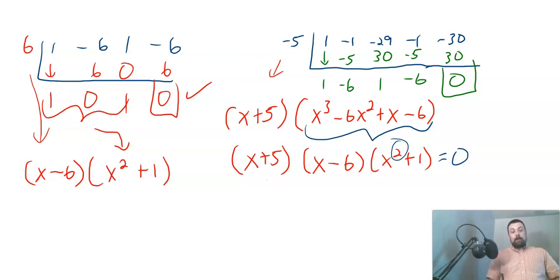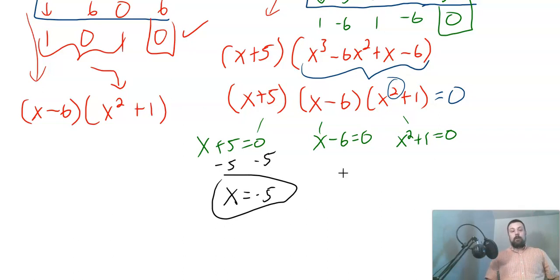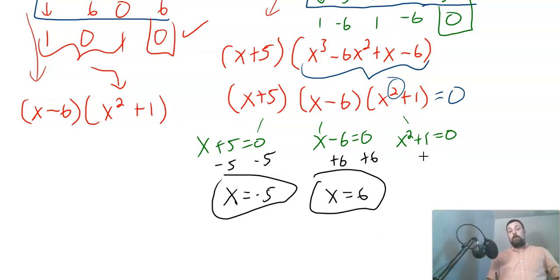And then each factor gets set equal to 0. So we get x plus 5 equals 0. We get x minus 6 equals 0. And we get x squared plus 1 equals 0. And then you solve for x in each case. In these two cases, you get the answers that we already found by synthetic division. You get x equals negative 5. We already knew that one. That was the first one we found. We add 6 to both sides. We get x equals 6. That's the second answer we found. But we're going to get some more answers from this factor.